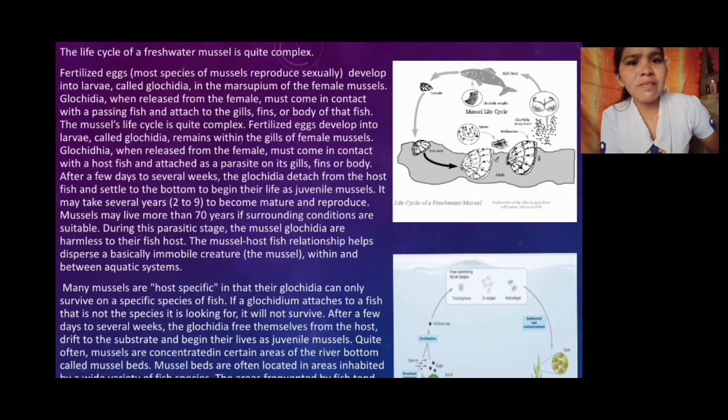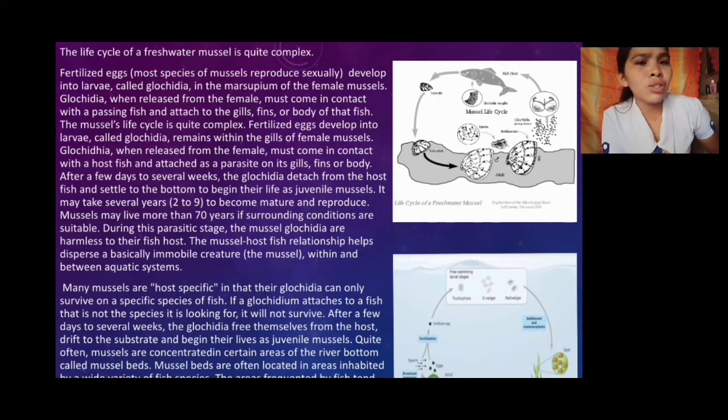The mussel's life cycle is quite complex. Fertilized eggs develop into larvae called glochidia that remain within the gills of female mussels. Glochidia, when released from the female, must come in contact with a host fish and attach as a parasite on its gills, fins, or body.